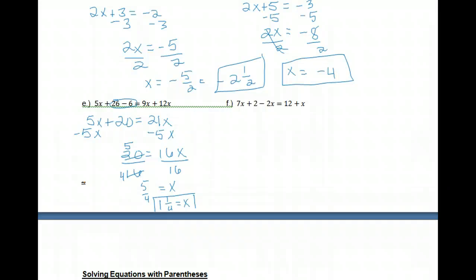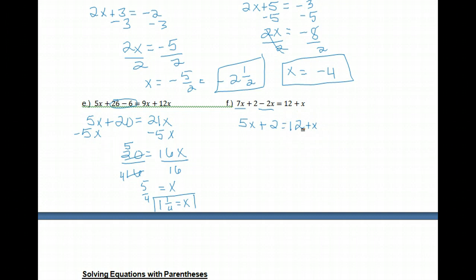Okay, at this point you should have had an opportunity to solve letter F, and you should be prepared to review the final answer with me. On the left hand side, you have like terms that can be combined. We have 7x and negative 2x that we can combine together. 7x minus 2x makes 5x plus 2 equals 12 plus x.